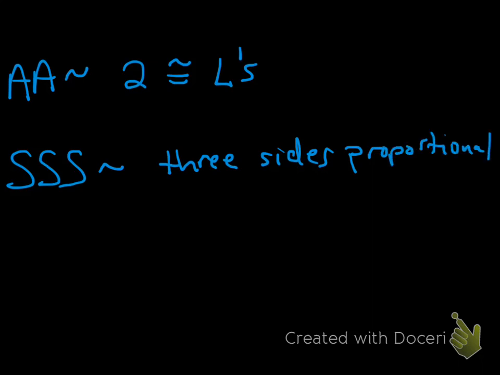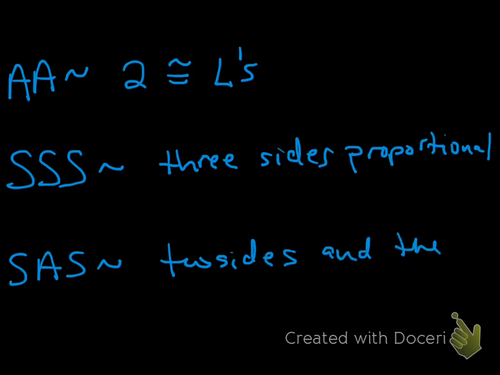All right, and then the third one is side, angle, side similarity. Okay, that means that 2 sides and the angle between. All right, so let's talk about that a little bit.